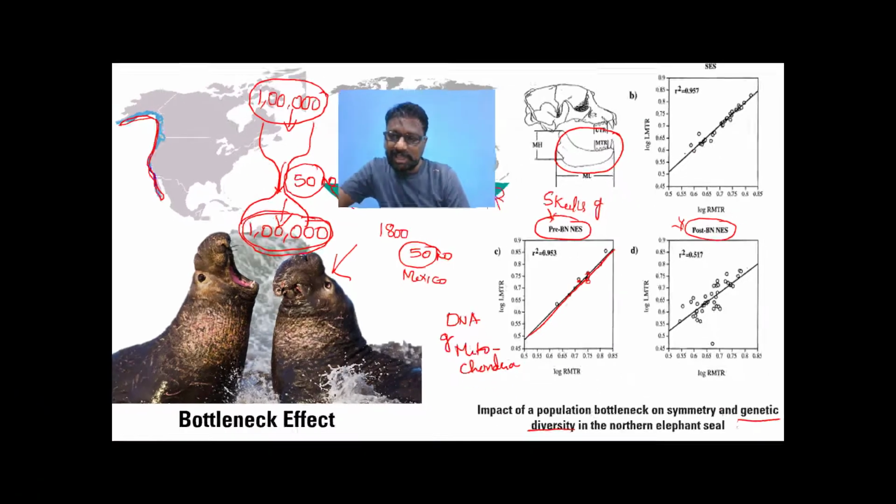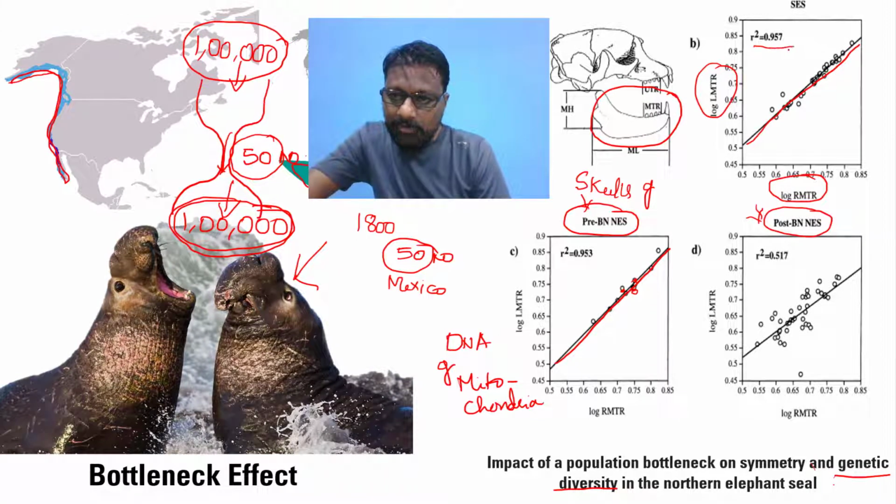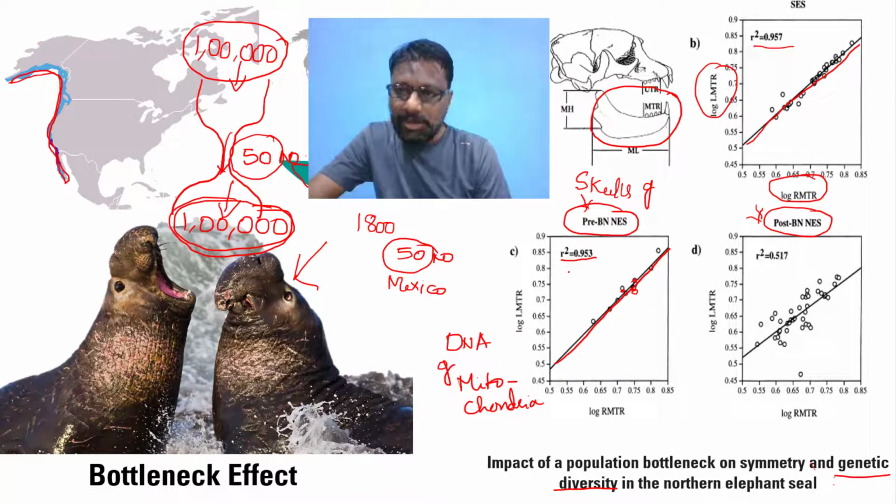Similarly, when they studied the skulls of southern elephant seals, they measured the distance between the left mandibular and the right mandibular, and saw very clear symmetry between right and left. Their R values are close to the same, at 0.95, 0.953 and 0.957.